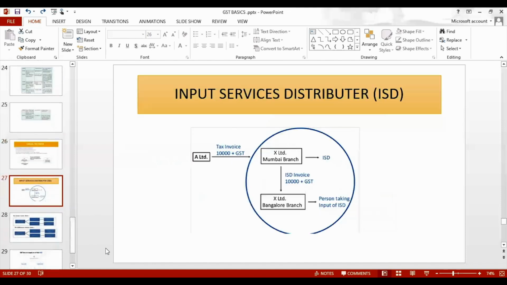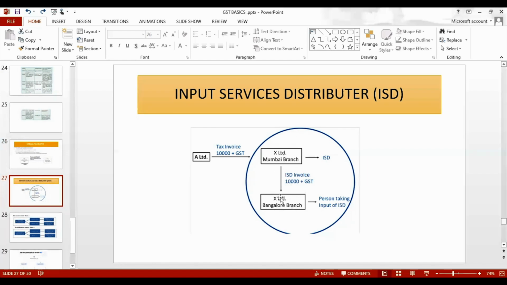ISD, the fourth type of taxpayer: input service distributor. Input service distributors: I am purchasing within the state, Mumbai, A Limited, within the state of X, Mumbai branch. So I am taking the goods within the state from A to X for 10,000 plus GST. Now, I have a branch in another state, Bangalore.